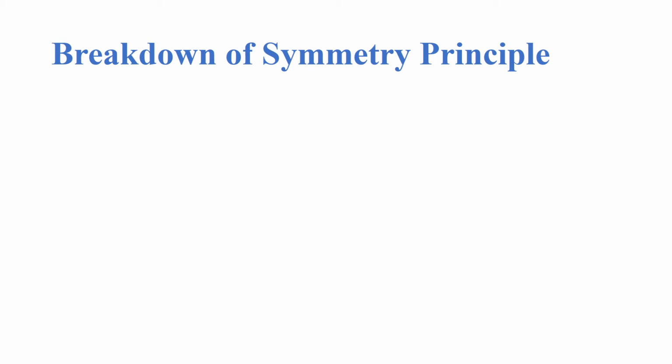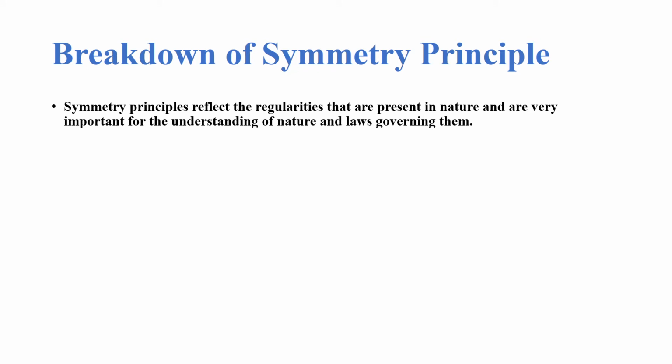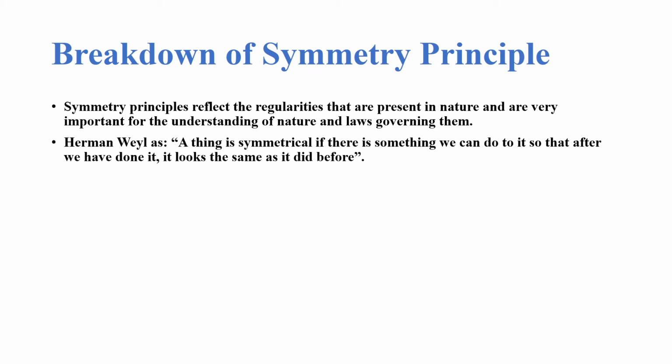Breakdown of parity symmetry. What led to the breakdown of the parity symmetry? According to the symmetry principle, the universe cannot distinguish between left- and right-handed systems. I gave the example that Newton's second law cannot differentiate whether we are working in a left-handed coordinate system or a right-handed coordinate system. Hermann Weyl said that a thing is symmetrical if there is something we can do to it so that after we have done it, it looks the same as it did before.